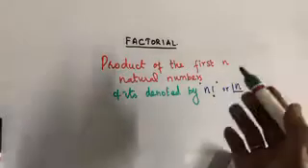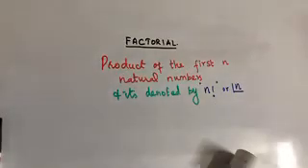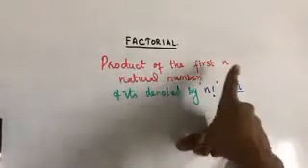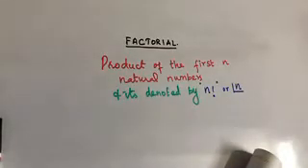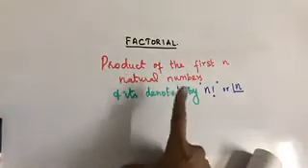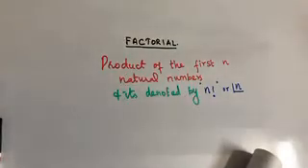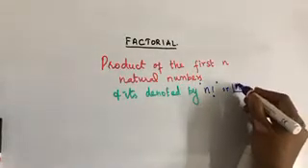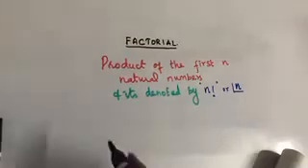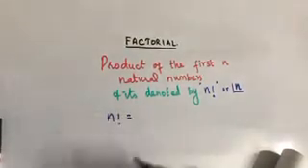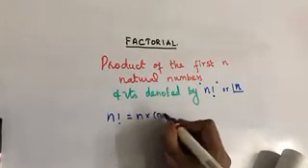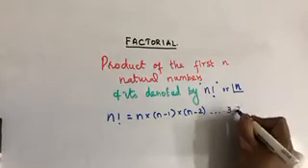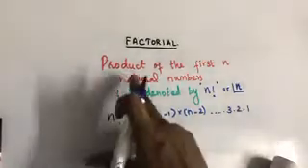Factorial. This is a new notation, but it is a very useful notation in mathematics. Okay, so the product of the first n natural numbers is known as factorial. We denote it by n factorial, or n with an exclamation mark. This is also the notation we use for factorial. So n factorial is equal to n into n minus 1 into n minus 2, etc., into 3 into 2 into 1.